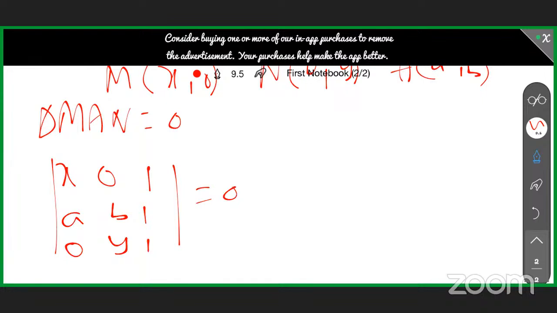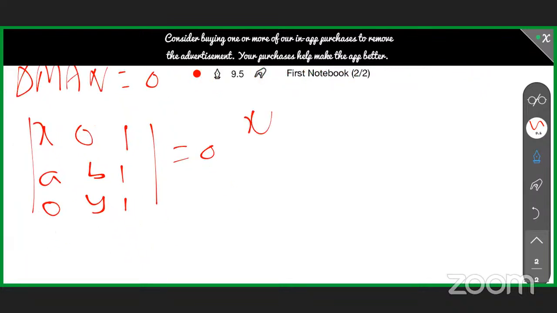So you know how to expand this determinant, yes or no? Yes, sir. So this will be equal to x into b minus y minus 0, plus 1 into ay minus b into 0, is equal to 0. Now b into 0 is equal to 0. Sir, can you repeat again? See, what I am doing is from the first element I am taking x into, cross multiplying this one, b into 1 minus y into 1. Okay sir, understood.